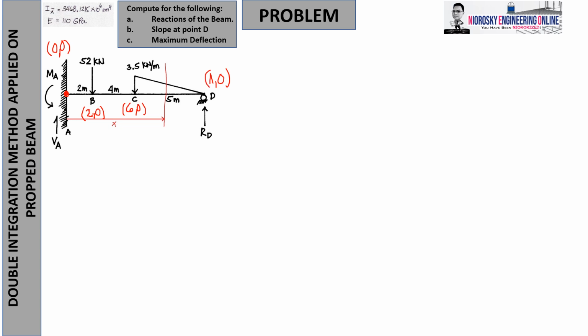Notice that, again, by the rule of the double integration method, we have to pass the cutting plane at the very last segment found on the rightmost segment. So here, at segment CD, as you pass the cutting plane, notice that there will be a load na matatamaan, which is this triangular load. It seems that this is decreasing.